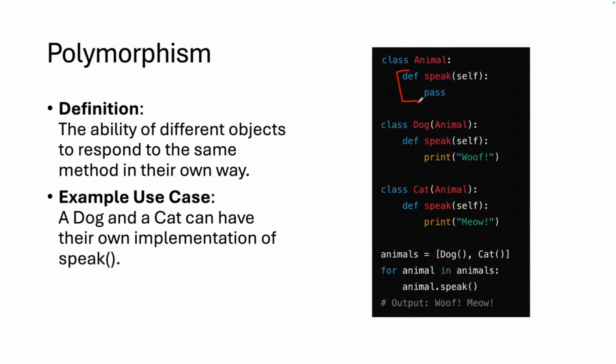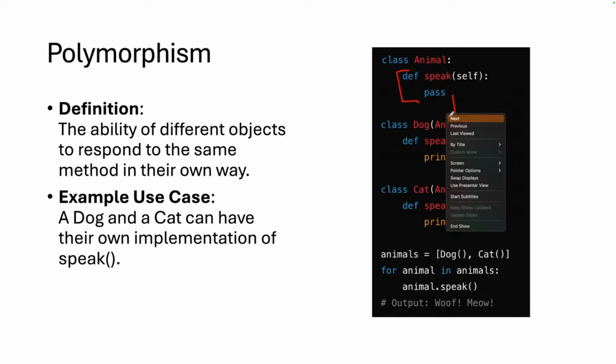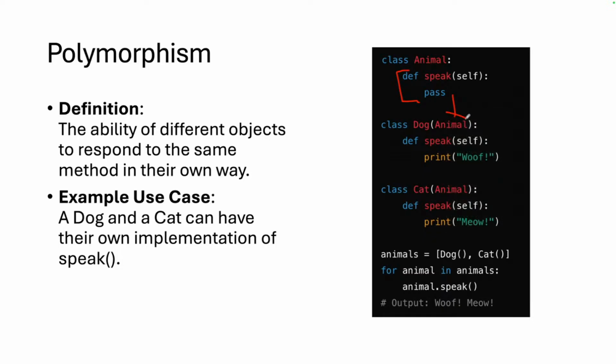Each animal has some ability to speak. But the way that a dog speaks is different than the way that a cat speaks. So during the inheritance, what this is saying, when dog inherits animal, is we're just telling dog that you have to implement speak. You can't create a dog that doesn't speak. And when cat inherits animal, we're telling cat that you have to implement speak. You can't create a cat that doesn't speak.